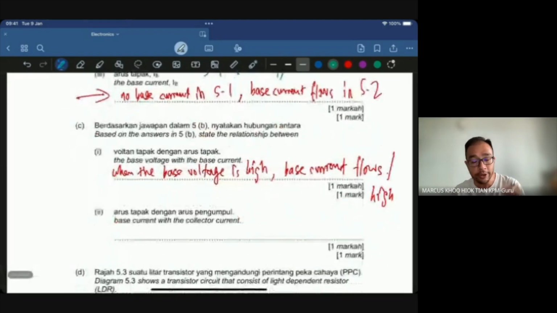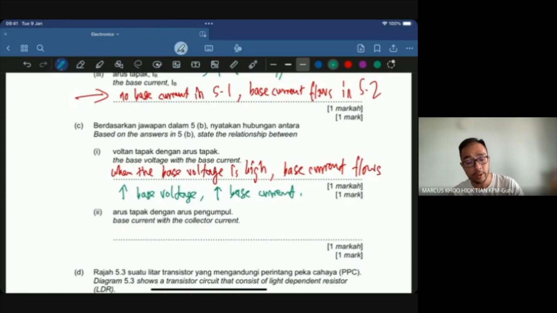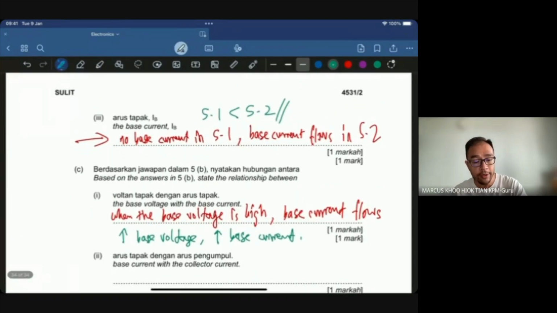If your answer is in green, then your answer over here will be, you can say the bigger the base voltage, the bigger the base current. I think this is a conditional answer. If you answer in green in number 3, you must answer in green in the next question. If you answer in red, then you answer in red. I think that will be how the marking scheme will work.